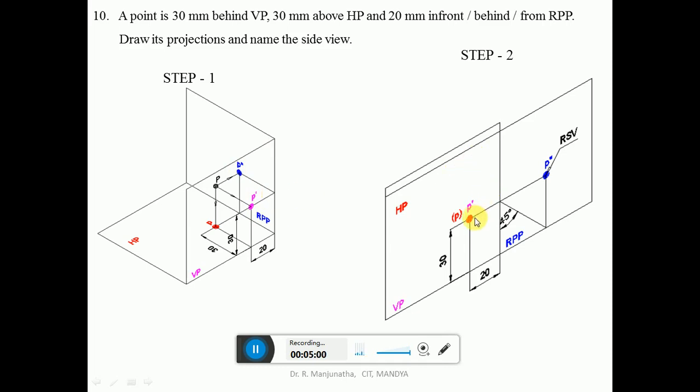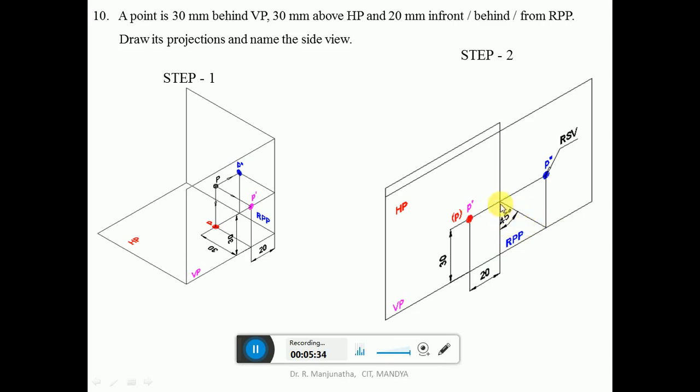So here first you draw a horizontal projector from P dash to the side view, that is the front view. So here 30 mm above HP will also be the same vertical, here 30 mm above HP. And when we are rotating, projecting the top view point till here, it will be 30 mm behind VP, which is vertical distance. This vertical distance has to be transferred into the horizontal distance by drawing an inclined line at an angle of 45 degrees.